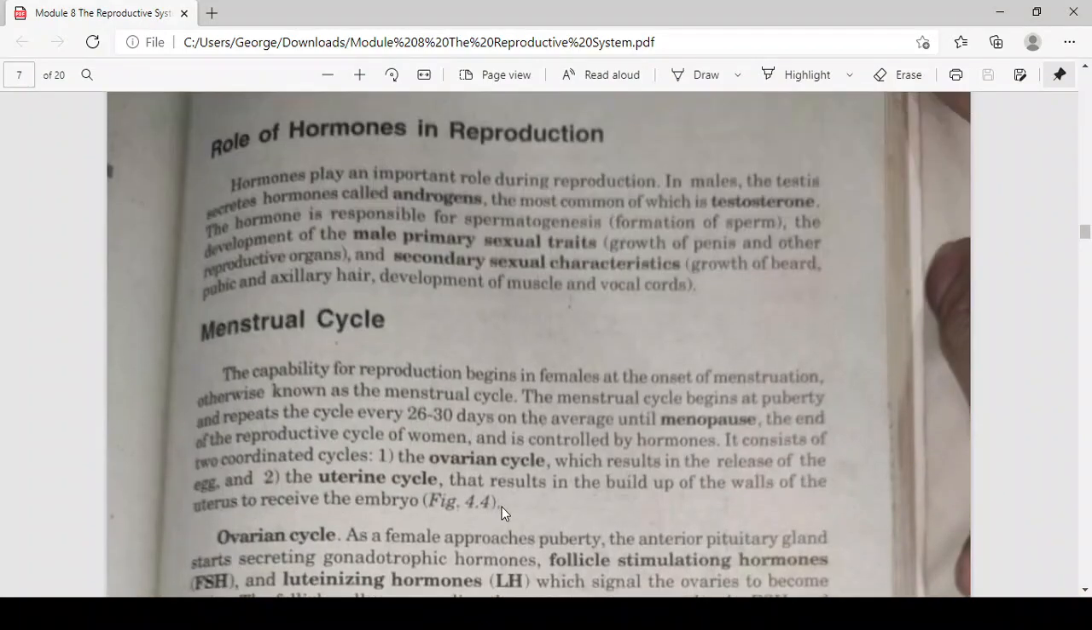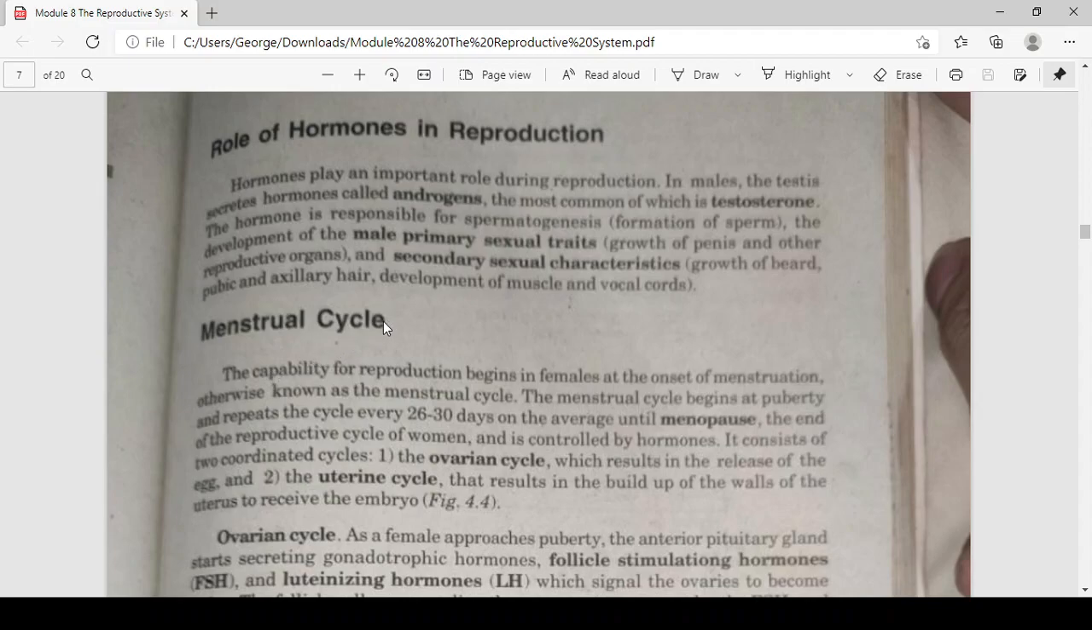So next, kids, we have your menstrual cycle. We have now discussed the different types of reproduction, the hormones, and your different body parts. Next, we have your menstrual cycle. The capability for reproduction begins in females at the onset of menstruation. So again, kids, if a girl has not yet had menstruation, she is not yet capable of becoming pregnant. But after menstruation, kids, she is capable of becoming pregnant.